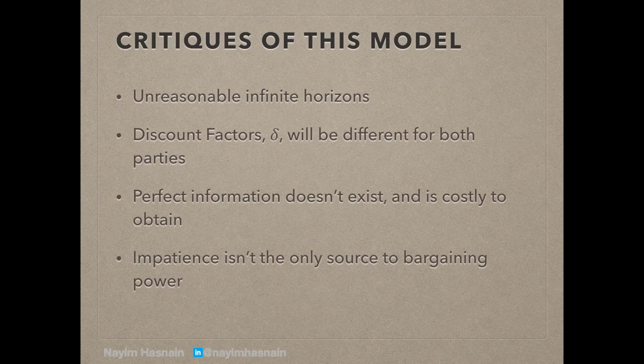Critiquing this model, we have unreasonable infinite horizons, but this is more to illustrate that the players don't know who will have the last say. Discount factors will be different for both parties, and we expect the UK to have a lower discount factor. Perfect information doesn't exist, and impatience isn't the only source to bargaining power, but what is?